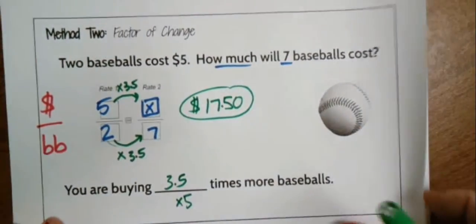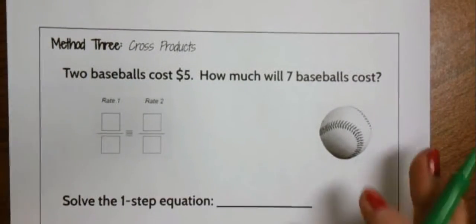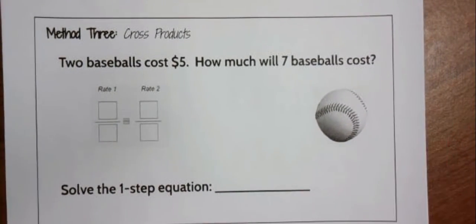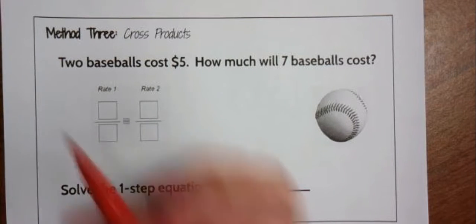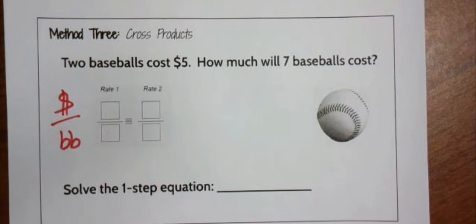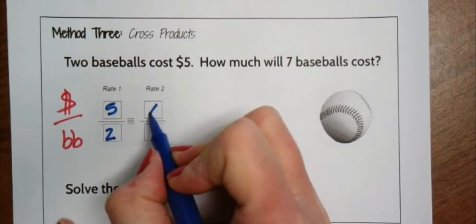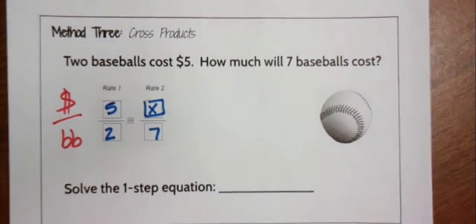We're looking at the horizontal relationship. Okay, last method, and this is the most exciting because this is cross products, where we're just investigating that the cross products of any two fractions or any equal fractions are also going to be equal. So let's set this up again a third time. We have dollars over baseballs. By this time we know $5 for 2 baseballs, x dollars for 7 baseballs.